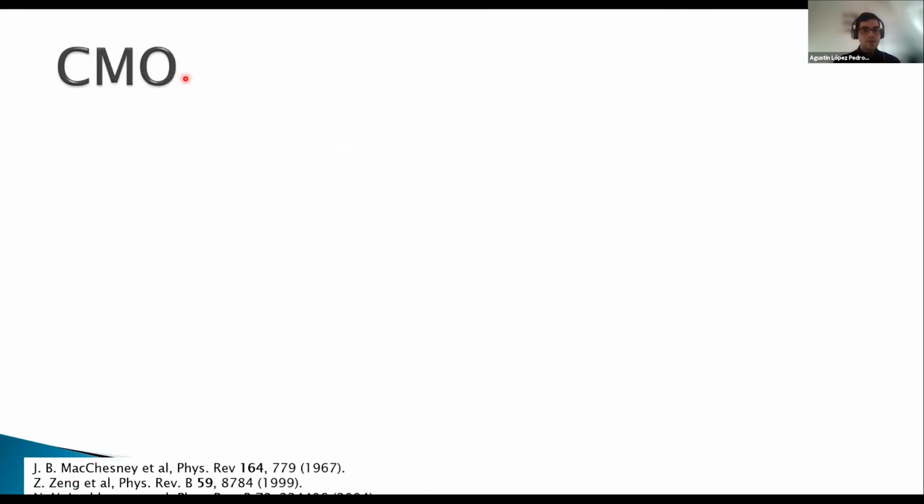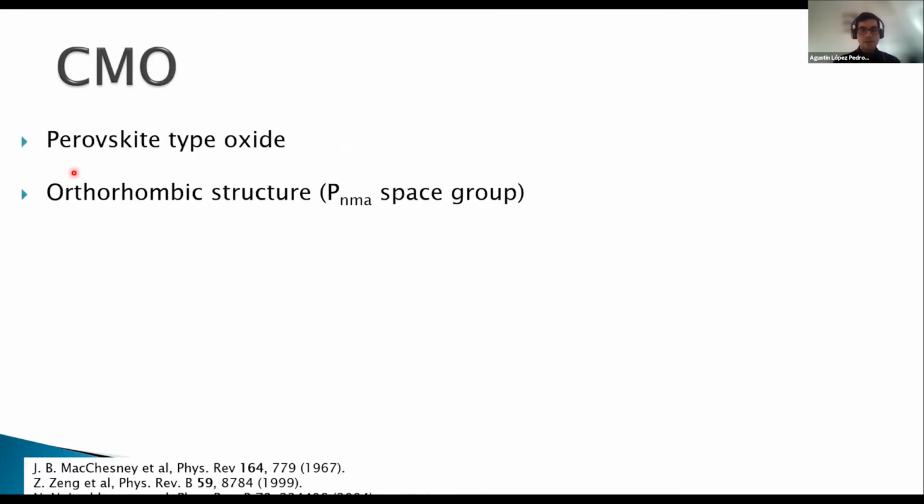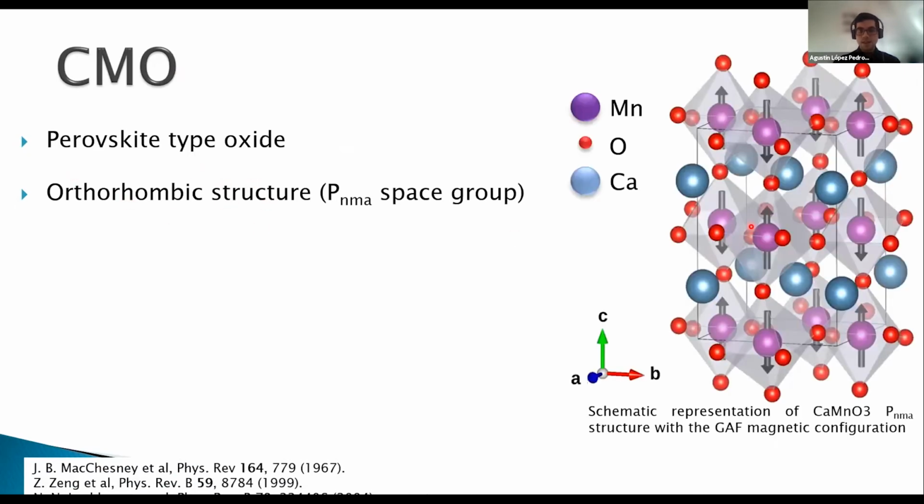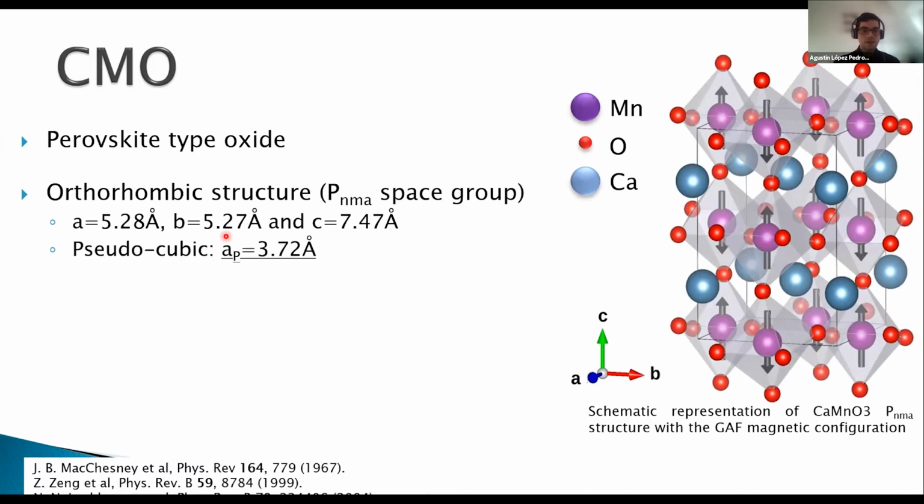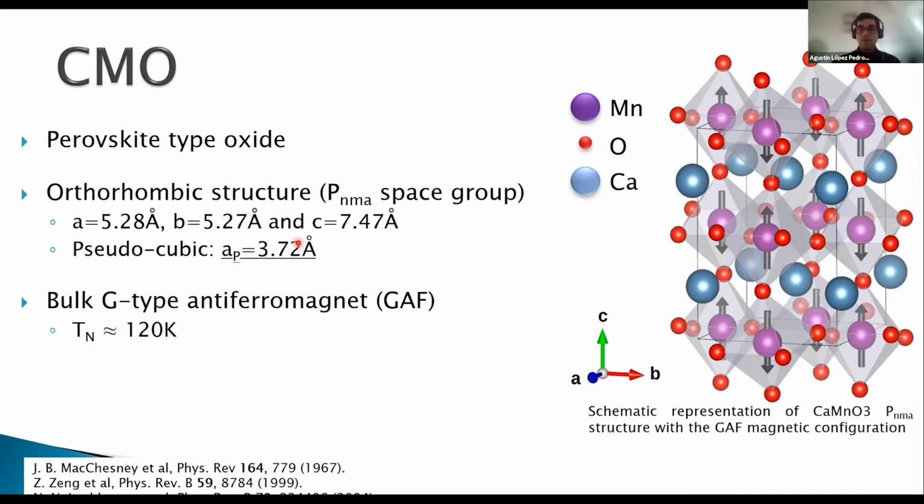So starting with the description of the material, it's a perovskite type oxide that crystallizes in an orthorhombic crystal structure. This is a schematic representation of this material. These are the lattice parameters of the orthorhombic structure, but it's important to mention that this structure can be described in the pseudocubic approximation with a cubic lattice parameter of around 3.72 angstrom, which I will use a lot in the next slides. It's an antiferromagnet in bulk.